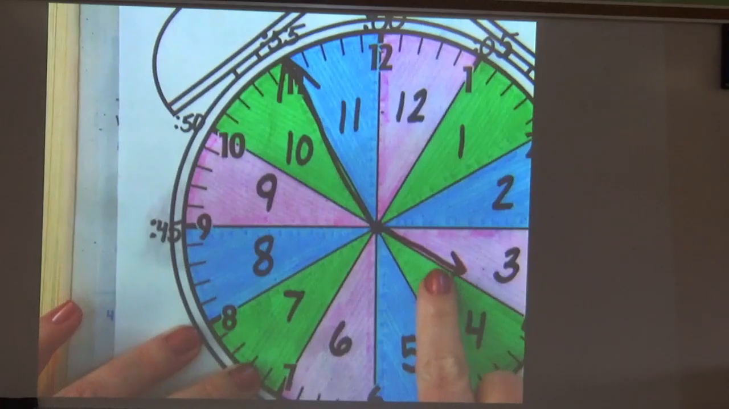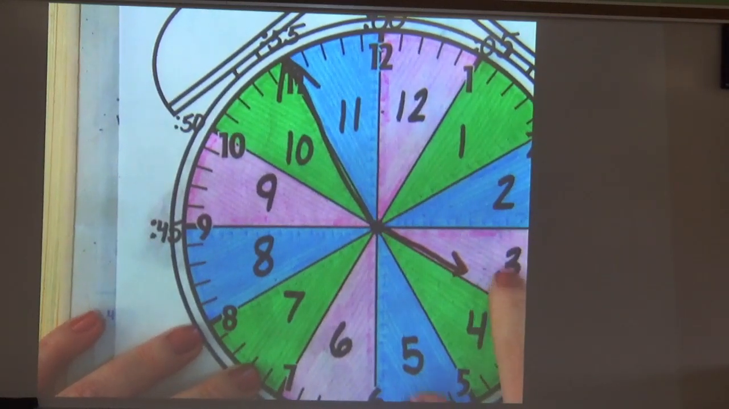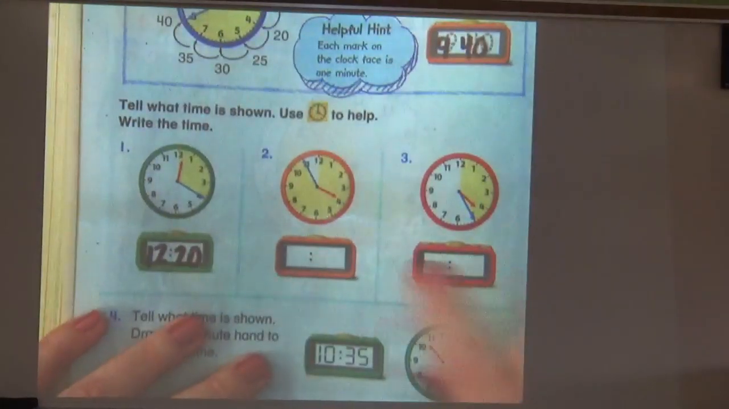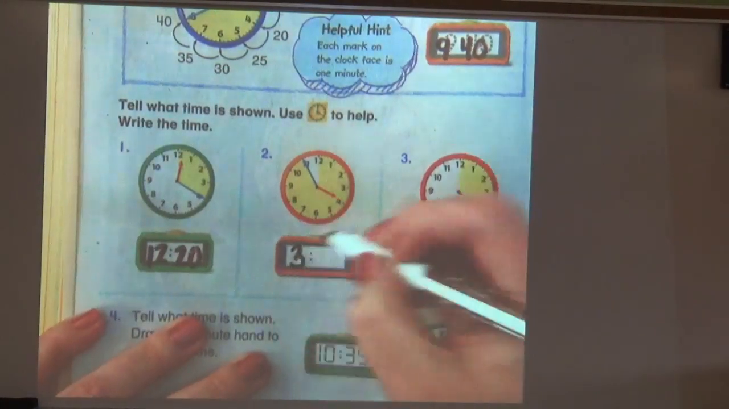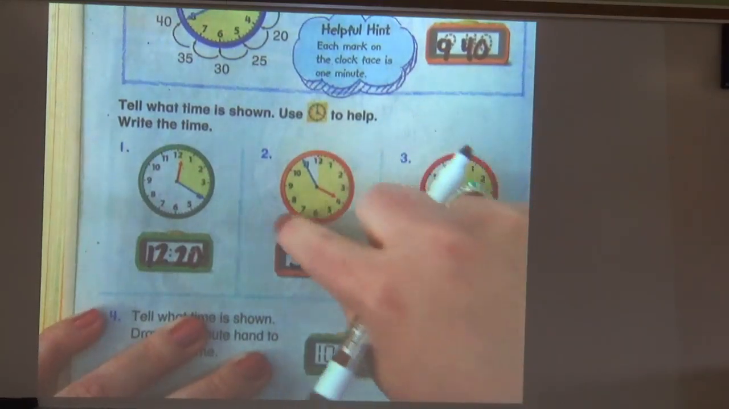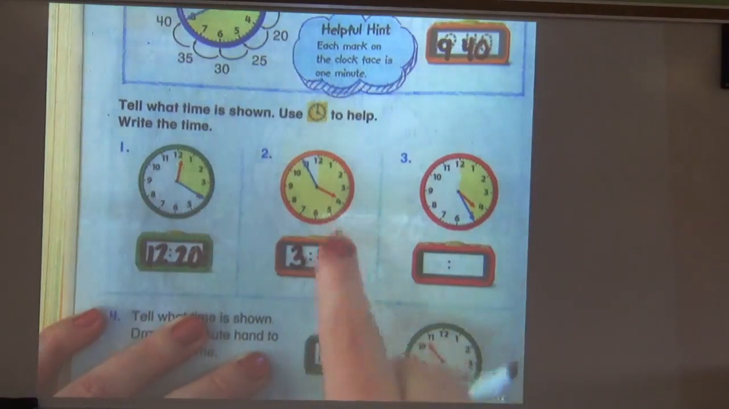We can still see a little bit of pink there, which means that it is still in the 3 room. So this clock is showing 3:55. We have gone 55 minutes past 3 o'clock, but we're not at 4 o'clock yet.